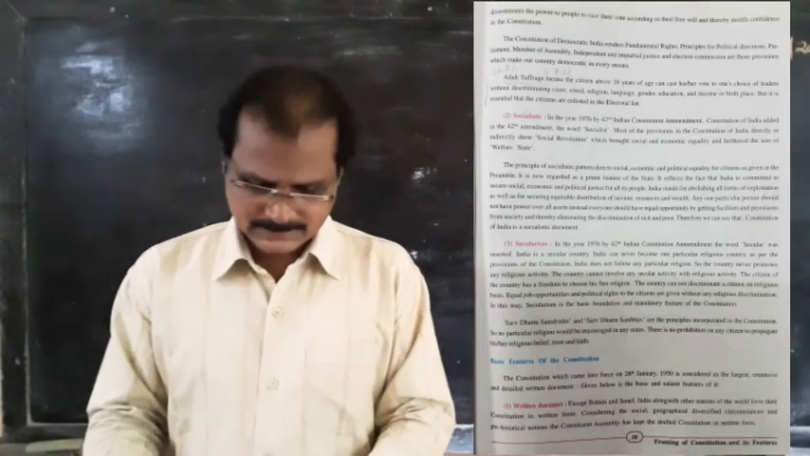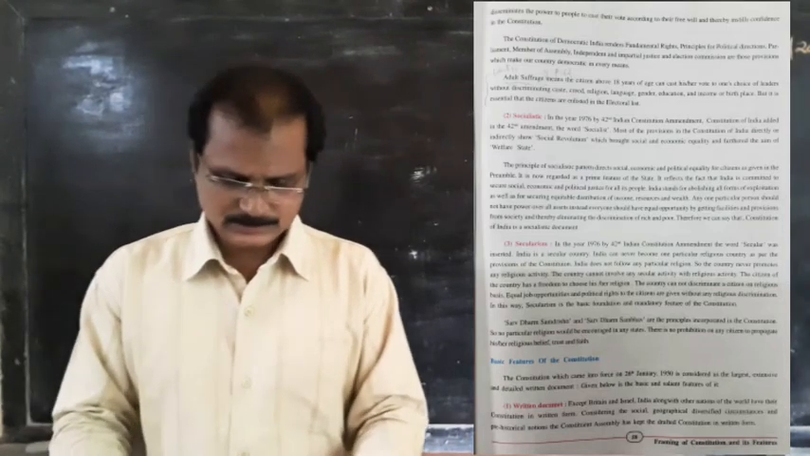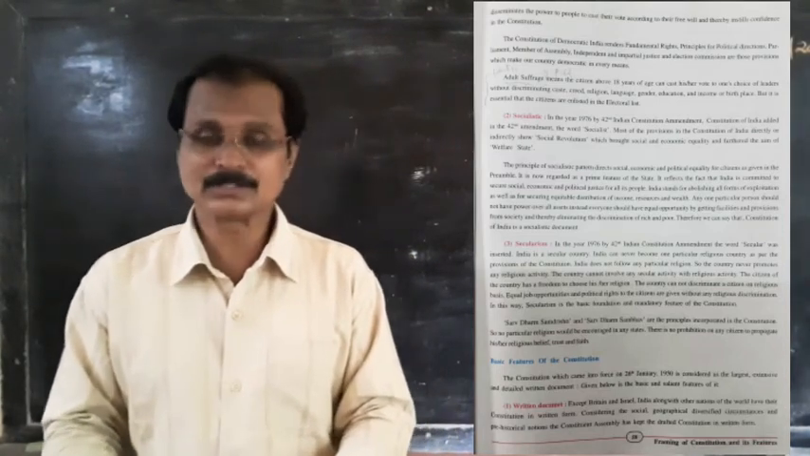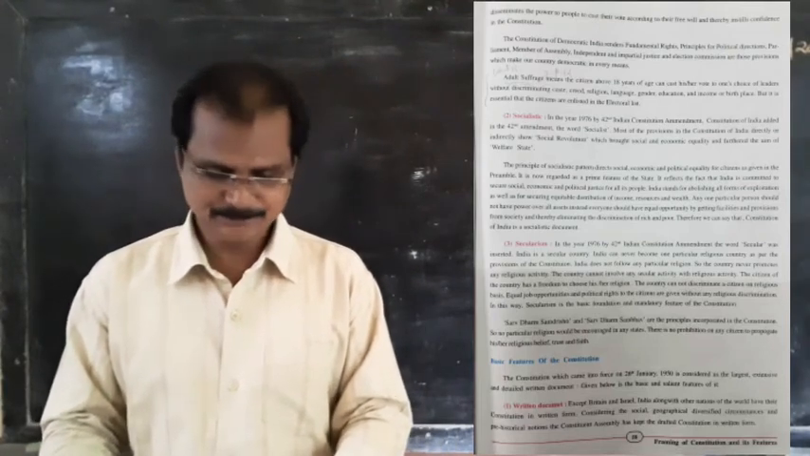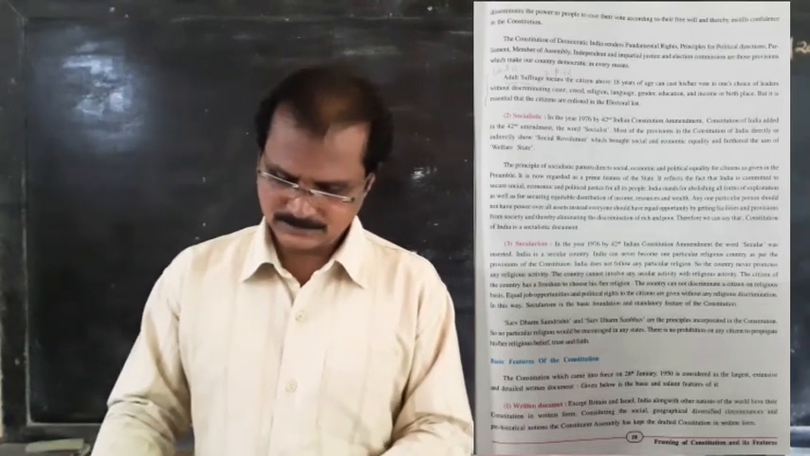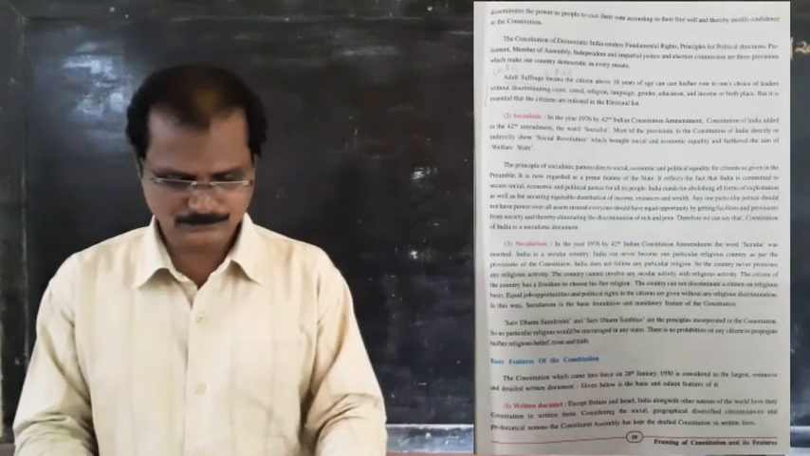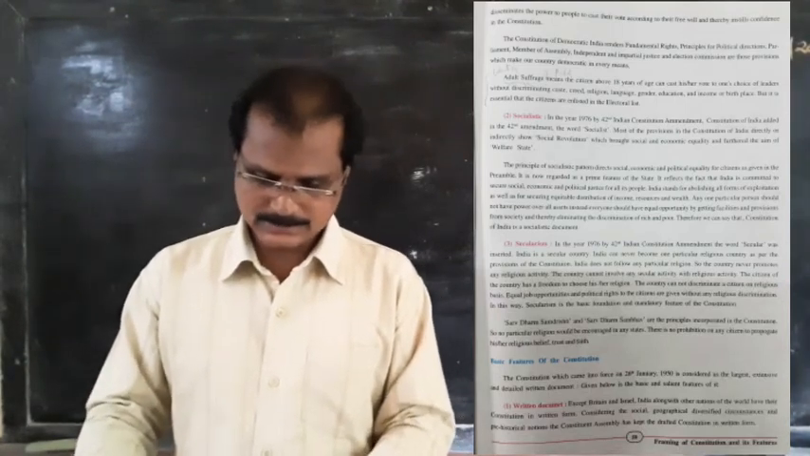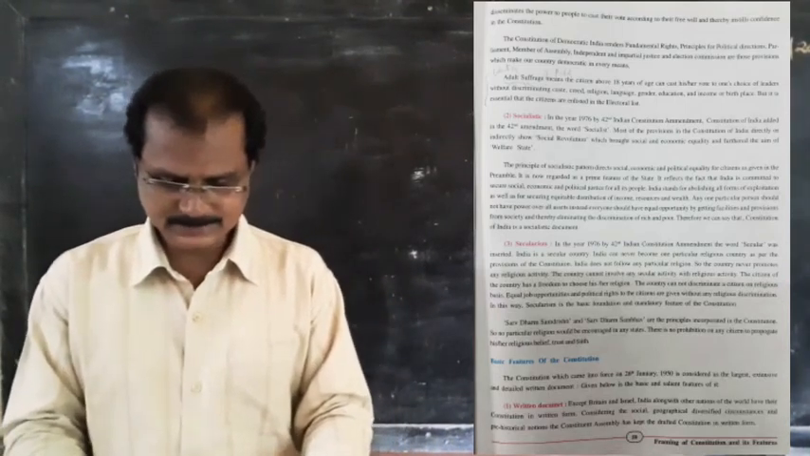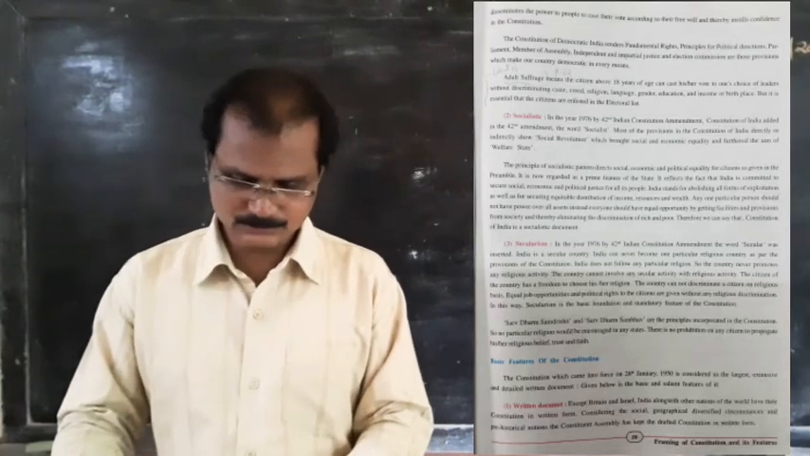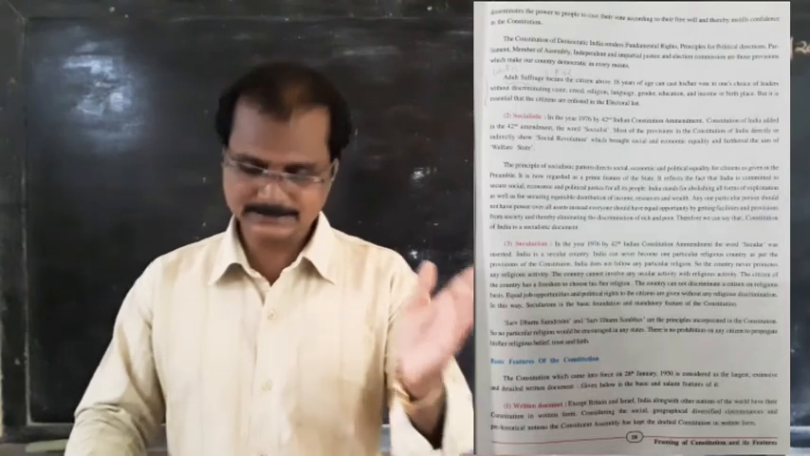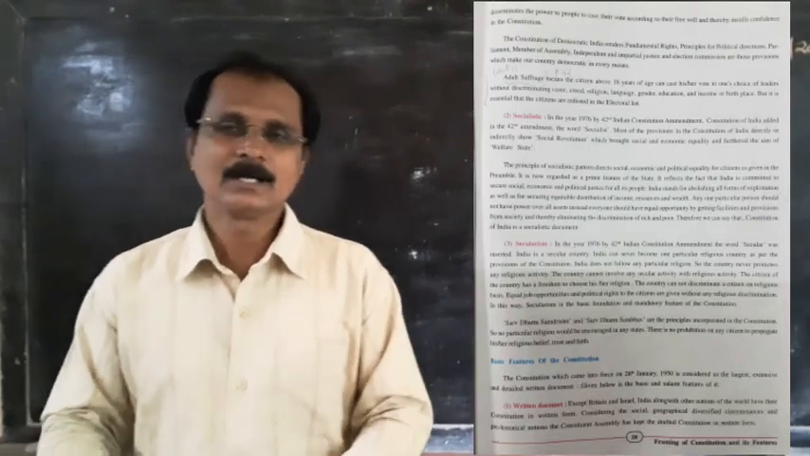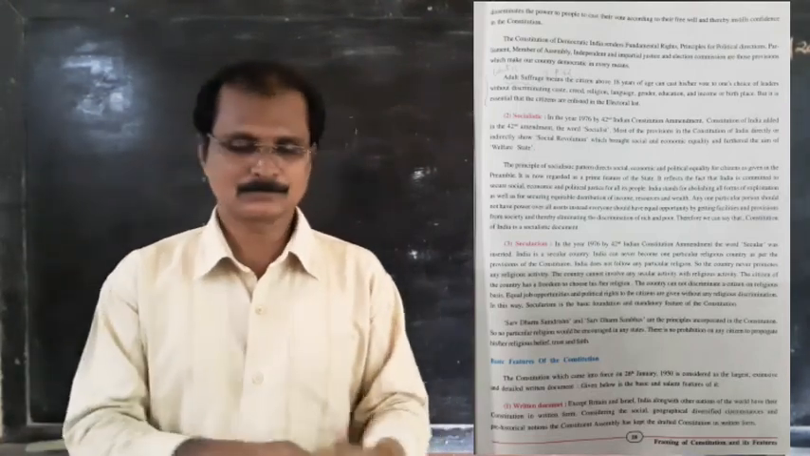And what are the basic features of Constitution? The Constitution, which came into force on 26 January 1950, is considered the largest, most extensive, detailed written document. Below are its basic salient features. The first one is a written document. Except Britain and Israel, India along with other nations of the world has the Constitution in written form. So moving to the next page, page number 60.